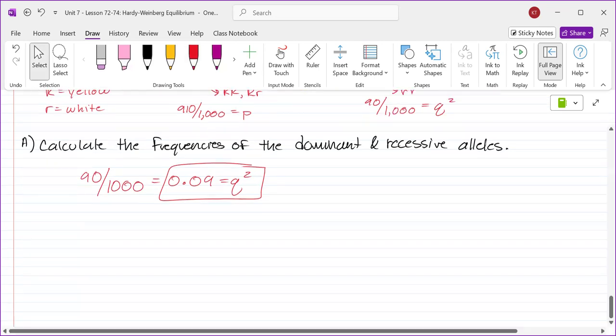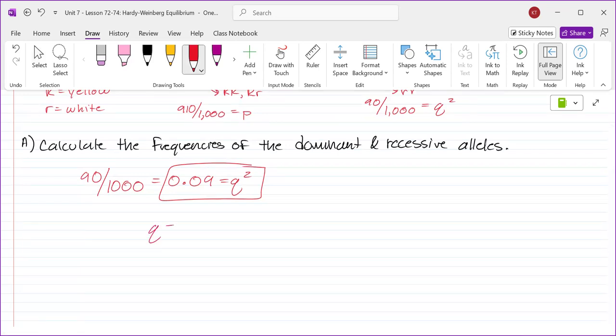So now that you have q squared, what variable can you go for next? q. And how are you going to get q from q squared? Square root it. Look at how I'm showing my work. q equals the square root of q squared. q equals the square root of 0.09. q equals 0.3. There it is.